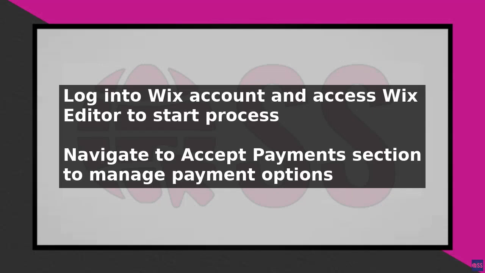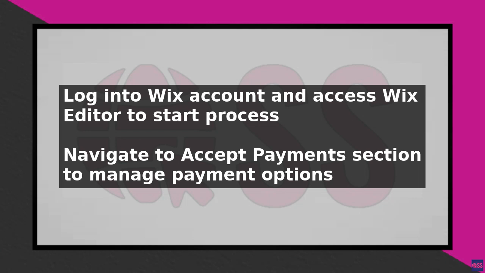To add UPI payment on Wix, start by logging into your Wix account and accessing the Wix editor. Navigate to the Accept Payments section, where you can manage your payment options. Click on the Add Payment Method button and select Online Payment from the drop-down menu.